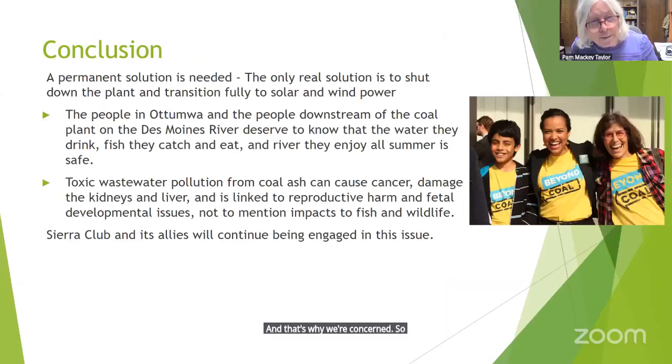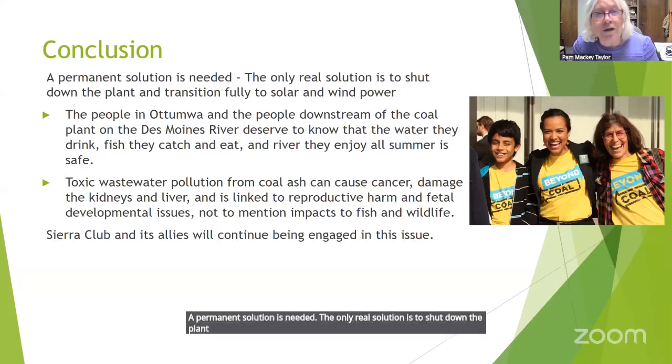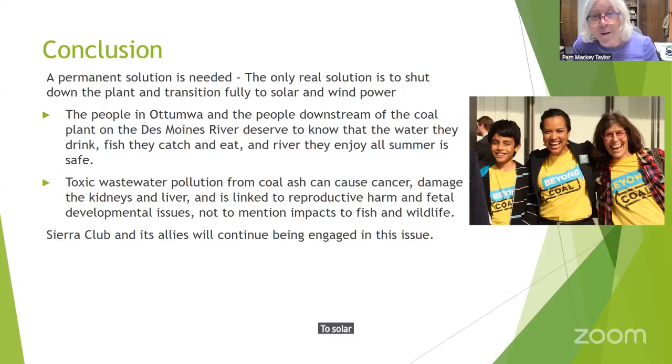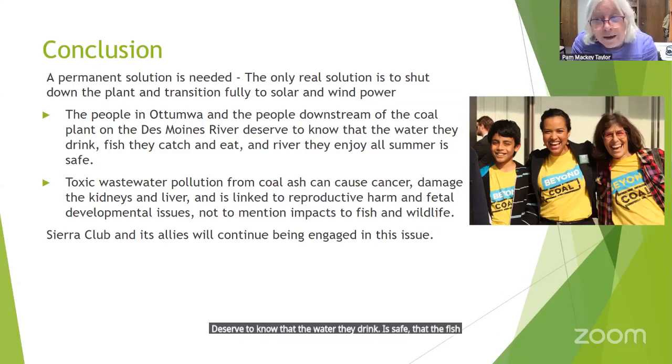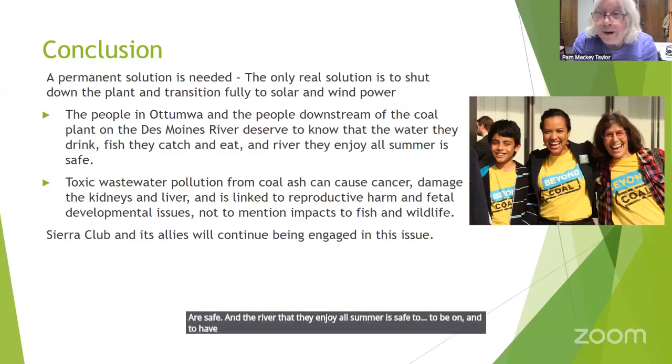So in conclusion, a permanent solution is needed. The only real solution is to shut down the plant and transition fully to solar and wind power, and with that include battery power. The people in Ottumwa and the people living downstream of the coal plant on the Des Moines River deserve to know that the water they drink is safe, that the fish they catch and eat out of the Des Moines River are safe, and the river that they enjoy all summer is safe to be on and to have the water from that river splash onto their bodies.